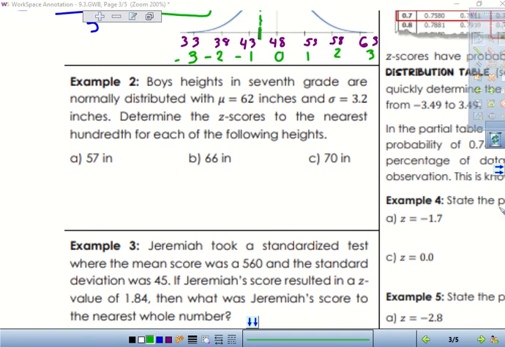So boys' heights in 7th grade are normally distributed with a mean of 62 inches and a standard deviation of 3.2 inches. Determine the z-scores to the nearest hundredth for each of the following heights. So basically here they gave you x. This is x in your formula. So we're just going to calculate each of these. So it's going to be z is equal to, it's always your x value minus your mean divided by your standard deviation. And this comes out to be negative 1.56.